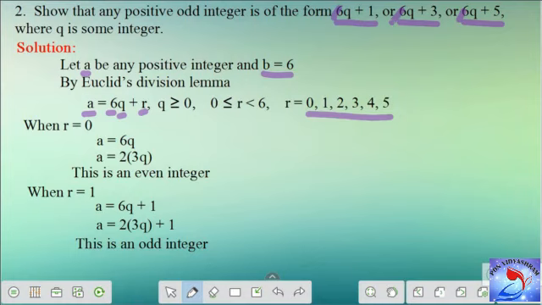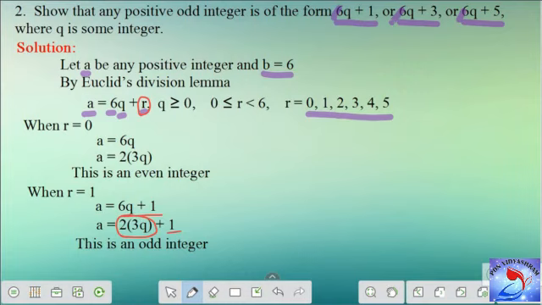Now let me go for the second remainder, that is r equal to 1. When r takes the value 1, a becomes 6q plus 1. You can check it out, the value of r is changing here. When r is 1, a becomes 6q plus 1. Now here I won't be able to do anything with this one, but still I can express 6q as 2 into 3q. So you can see a equal to 2 times some number plus 1.